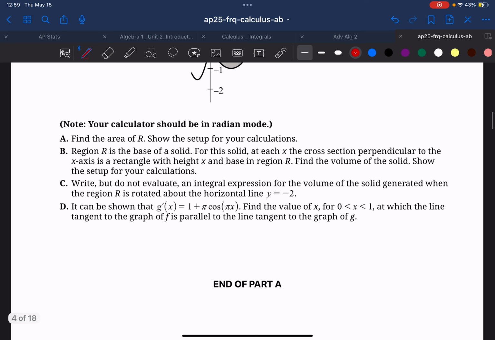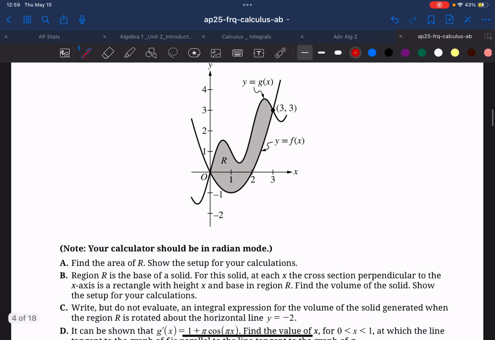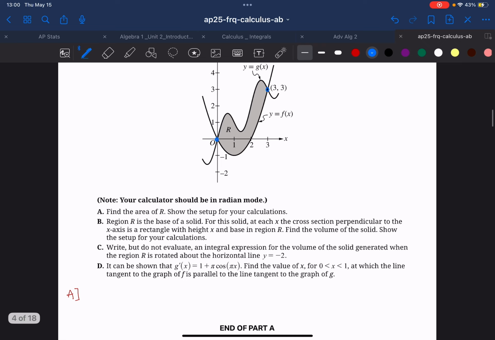Part A says find the area of R, show the setup for your calculations. Well, we know that the area is going to be g of x minus f of x, since looking at the graph, g of x is on the top and f of x is on the bottom. And then in order to find the bounds for our integral, we're going to look where they intersect. So we notice that they intersect here at 0, 0 and at 3. So those are going to be my bounds for my integral.